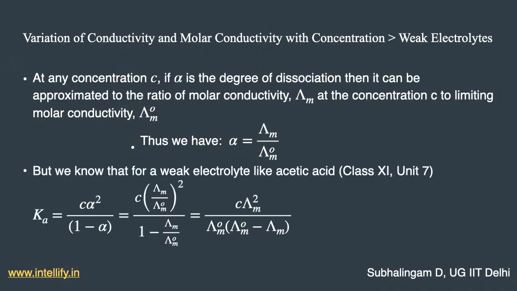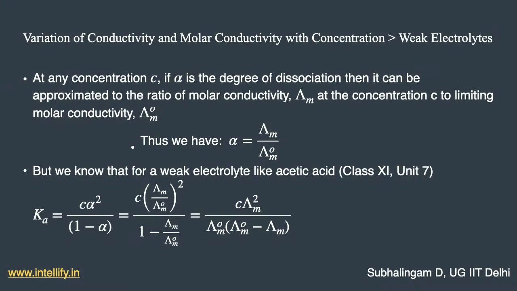But we also know that for a weak electrolyte like acetic acid, we have seen in class 11 unit 7 that Ka is C alpha square by 1 minus alpha. Substituting alpha as lambda M by lambda naught M, we get C times (lambda M by lambda naught M) square upon 1 minus lambda M by lambda naught M, and this simplifies to C lambda M square by lambda naught M times (lambda naught M minus lambda M).